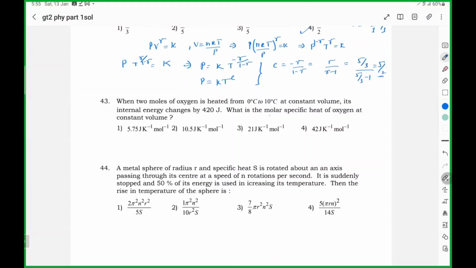So it is nothing but the fourth option, 5 by 2. Here the molar specific heat of oxygen at constant volume is C. So delta U, the increase in internal energy, is n C V delta T, which is 420 by n delta T. And here there are 2 moles of oxygen with a rise in temperature of 10, that is 21 joules, right? Where n is moles, temperature is in Kelvin, so the unit is per K per mole.